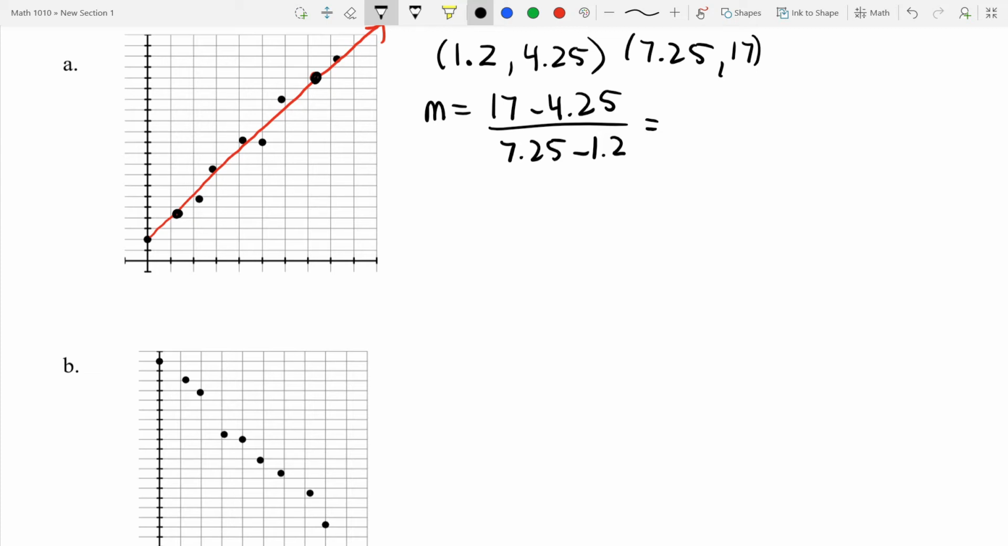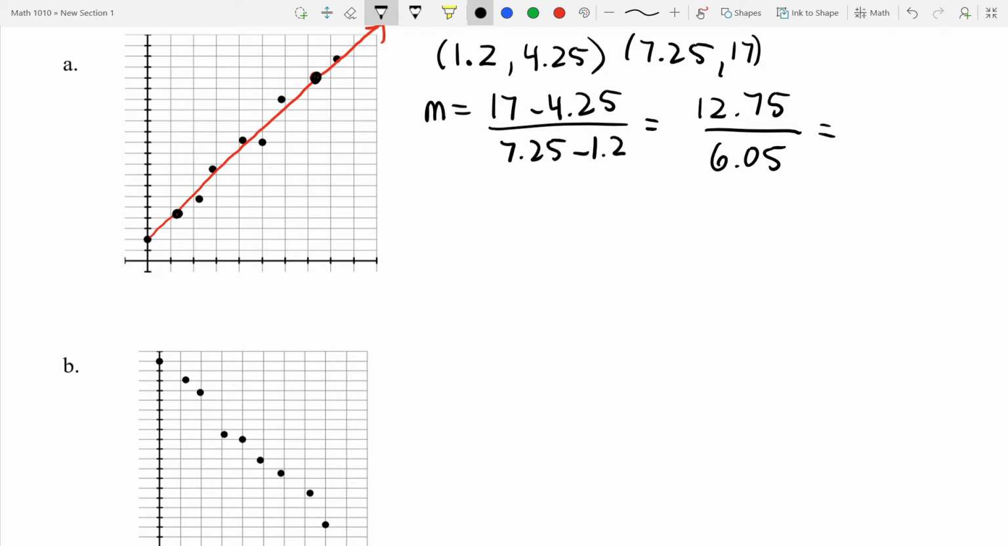So, grab your calculator. If your calculator's not on your desk, guys, always just automatically put it out every day, so then we don't have to sit and wait to grab it, okay? So everybody go 17 minus 4.25, and on the top, you get 12.75. On the bottom, 7.25 minus 1.2, that gives you 6.05.